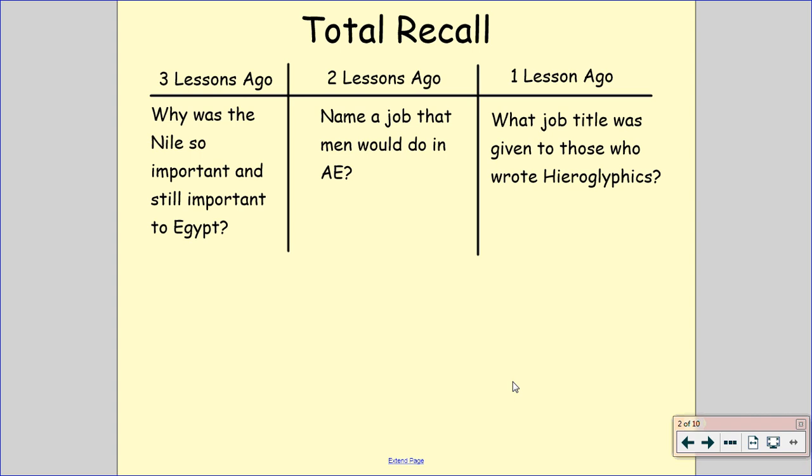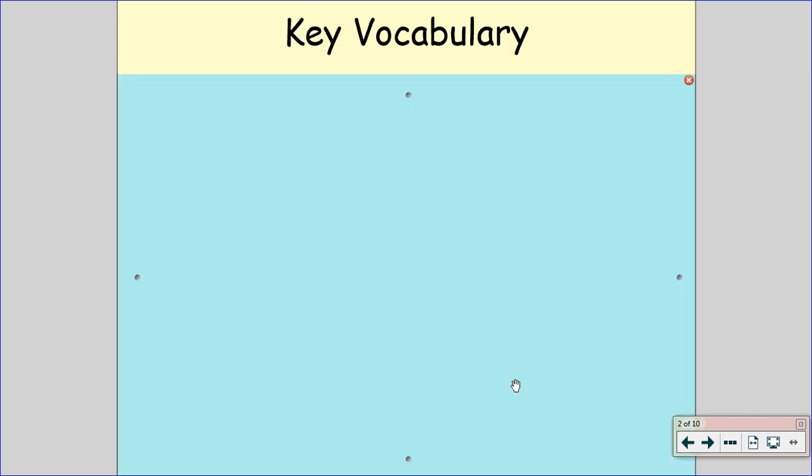Name a job that men would do in ancient Egypt. Well, you could have had a potter, you could have had a scribe, a woodworker, a carpenter, I should say, a metal worker, a farmer, a priest, a pharaoh, if they were born into the royal family, a vizier, the advisor, all those kinds of things. A nobleman, I suppose that's not necessarily classed as a job, but it is a role that they could have had. And what job title was given to those who wrote hieroglyphics? It was the scribe. And we know now as well that they were very important within ancient Egypt.